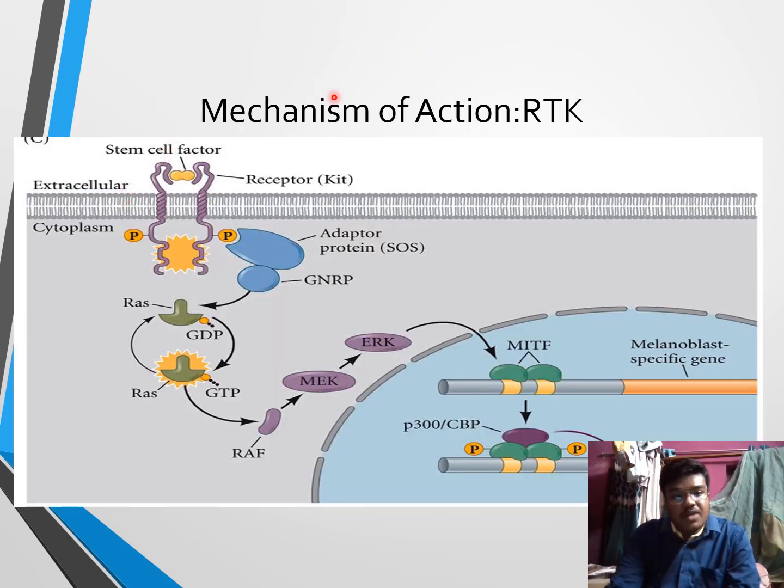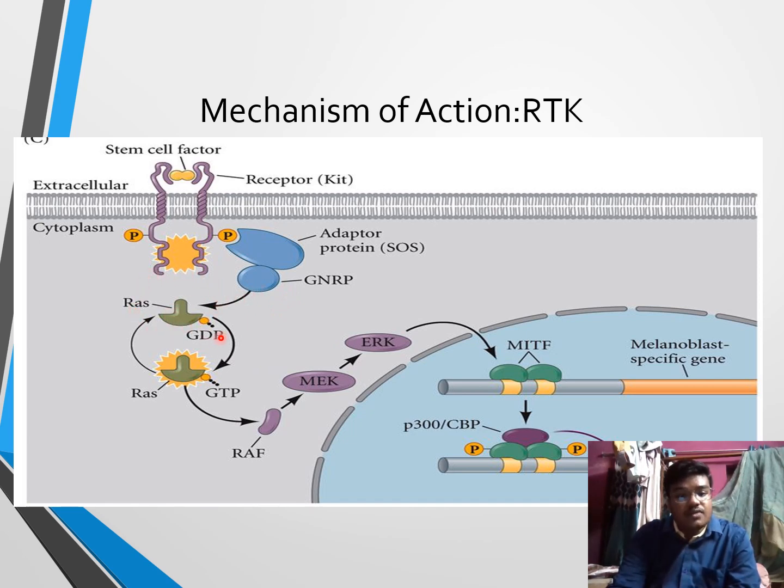Another peptide hormone receptor is the RTK, or receptor tyrosine kinase. After binding with the hormone, the receptor tyrosine kinase is dimerized. The formation of a dimer is possible by the autophosphorylation of the tyrosine residues of the RTK. These phosphorylated tyrosine residues dimerize the receptor, and after dimerization, the adapter protein, that is SOS, is activated. Activated SOS activates GNRP, and activated GNRP again activates the RAS molecule.